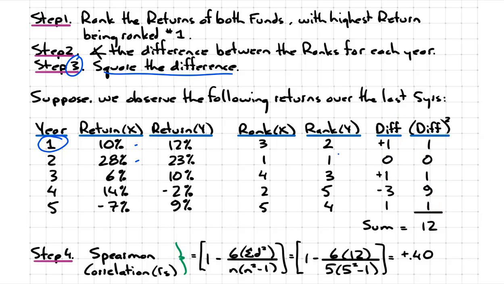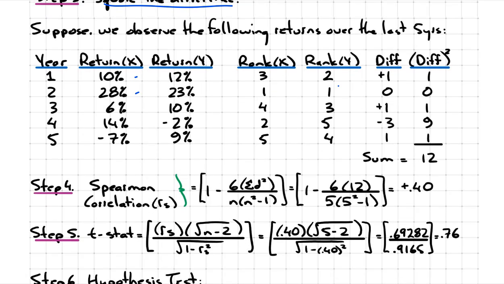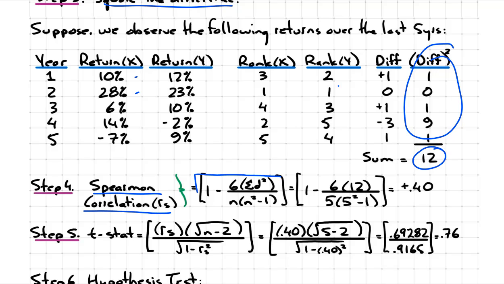Okay, and so the sum of the differences, when you add them up, is going to be 12. And so step 4, we actually find the Spearman correlation. This is the framework we're going to use, ladies and gentlemen. It's one of those things where it's easier to commit to memory than to build from the ground up. And this 6 is a constant.